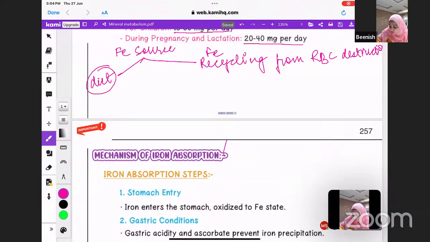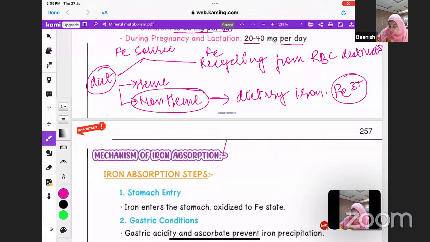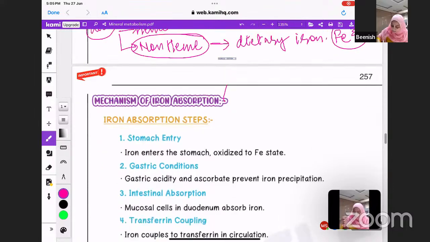Now from the diet, you can have iron either in the heme form or in the non-heme form. So first I'm going to talk about the absorption of iron in the non-heme form. Your dietary iron that you are consuming, which is in the non-heme form, is in the Fe3 plus state. Now let's talk about how this iron is absorbed.